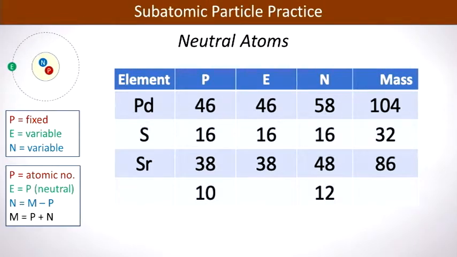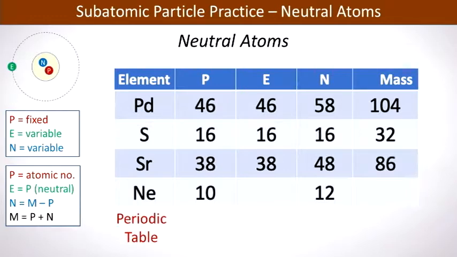Consider an element that has 10 protons and 12 neutrons. 10 protons corresponds to neon on the periodic table, based upon its atomic number. Since again the number of protons equals the number of electrons in neutral atoms, we have 10 electrons. If we add the protons plus the neutrons, we obtain a mass number of 22.